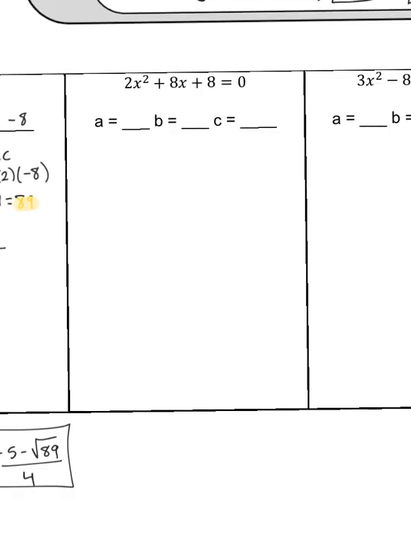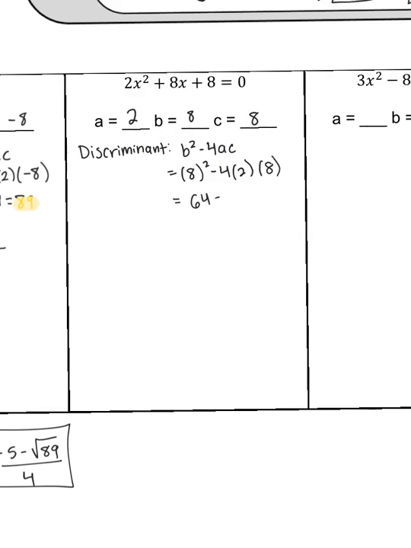Okay, next one, my a value is 2, my b value is 8, and my c value is 8. Again, I'm going to find my discriminant first. So I'm looking for b squared minus 4ac. My b value is 8, a value is 2, c value is 8. So I've got 64 minus 64, and that gives me 0.